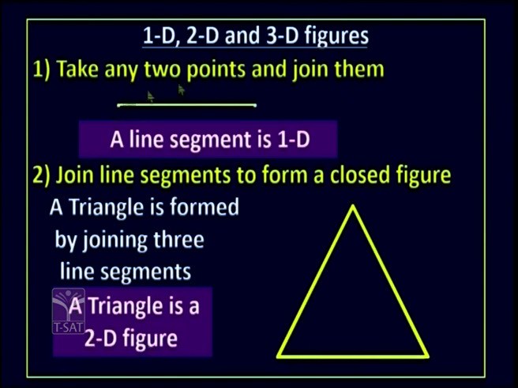Children, when we join 2 points, we get a line segment which is 1-dimensional, and a point does not have any dimension. But when you join 2 points, you will get a line segment which is 1-dimensional, and when we join these line segments, we will get a closed figure. Here we are getting a triangle which is a 2D figure.